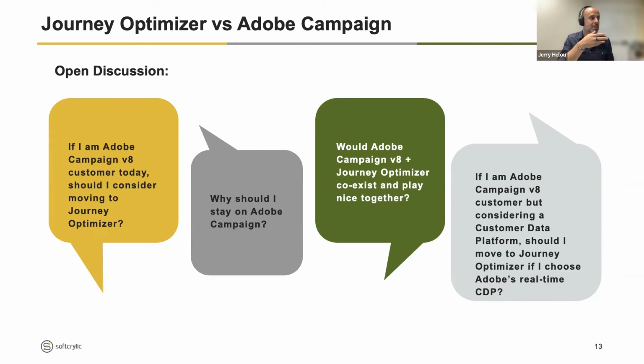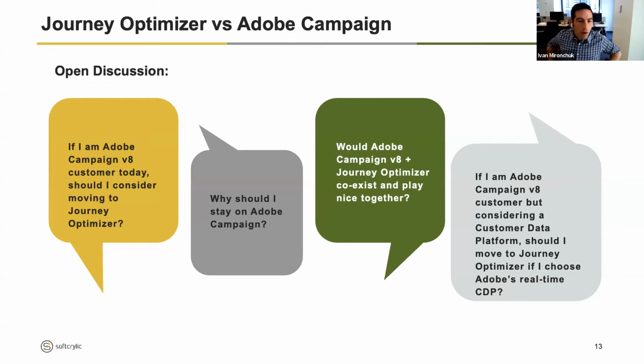So one of them is, if I am today an Adobe Campaign V8 customer, for me to consider moving to Journey Optimizer, what would be the biggest driver for that? Ivan, what do you think would be the biggest driver?